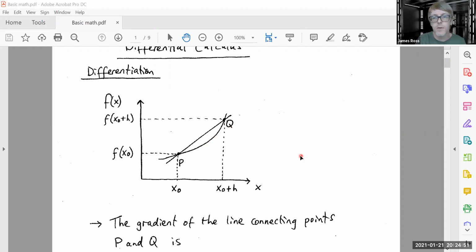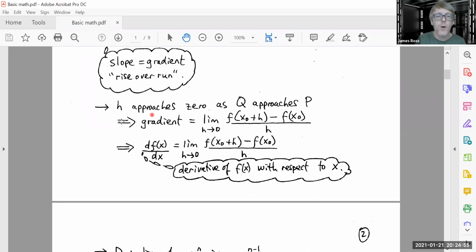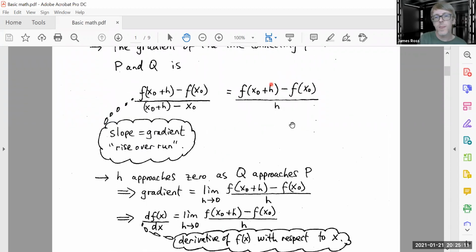Okay, let's scroll down. So h approaches 0 as point Q approaches point P. And so the gradient, effectively the tangent here, is the limit of this equation where h approaches 0. So it's the same equation that we had here, but we impose a boundary condition. We're only interested in the limit of this equation where h just approaches 0.